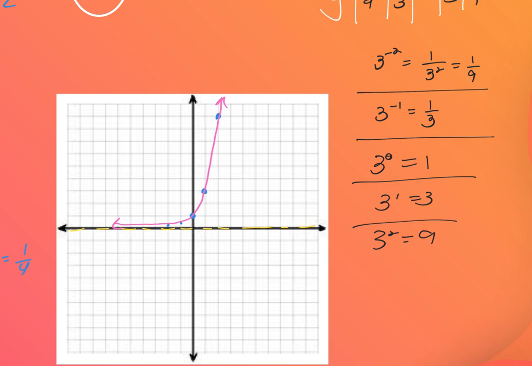How do you know the horizontal asymptote? With a parent function, which is what we're starting with so far, it will always be at 0. In a moment, you're going to see what happens when we move it.